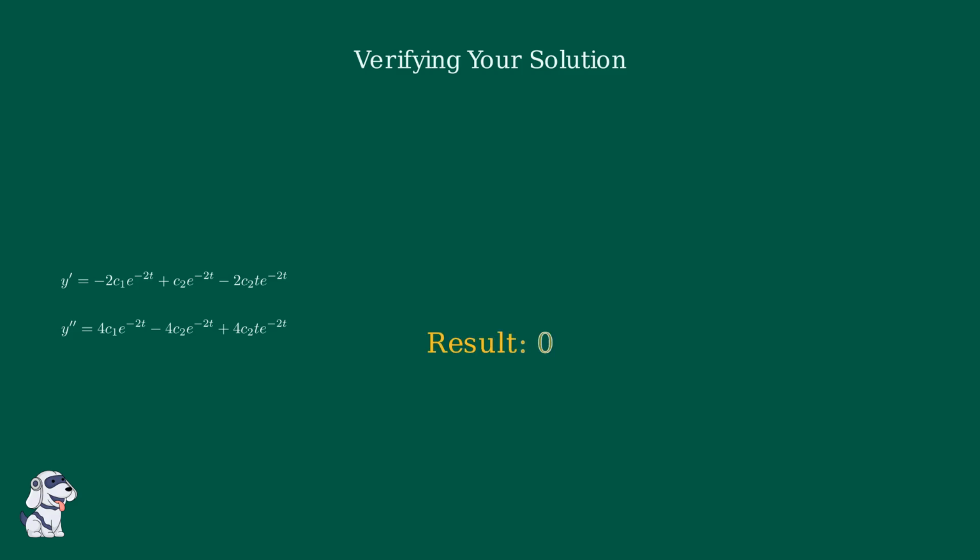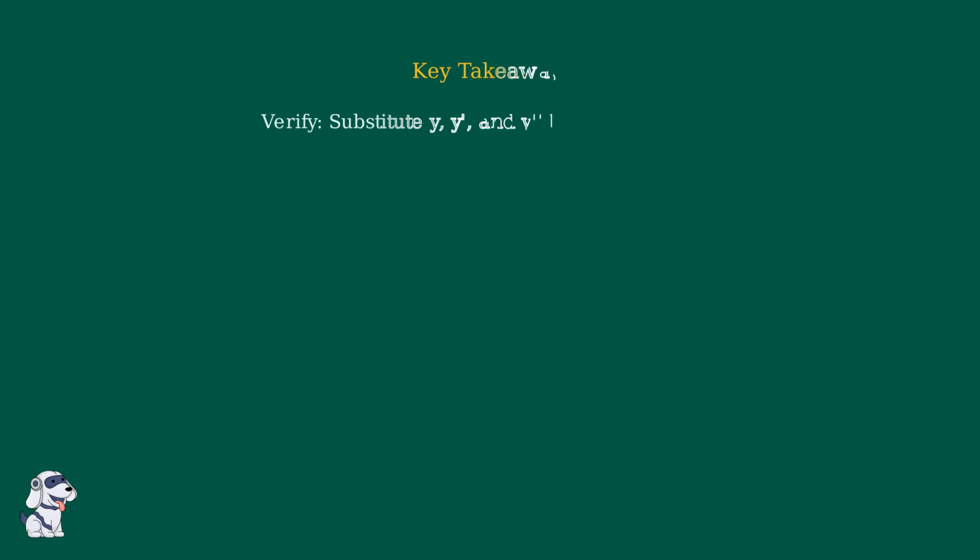If the equation balances to 0, you have successfully modeled the path of stability. If it does not, double-check your derivatives. Remember, verifying is your safety net. Plugging your work back in guarantees your stability model is mathematically sound.